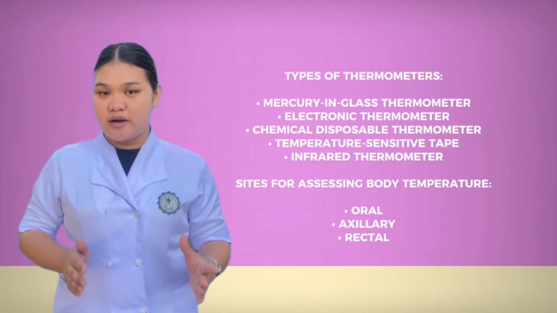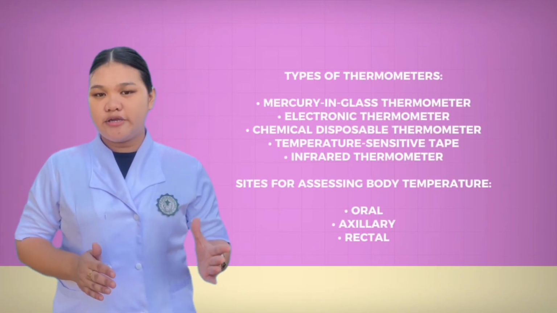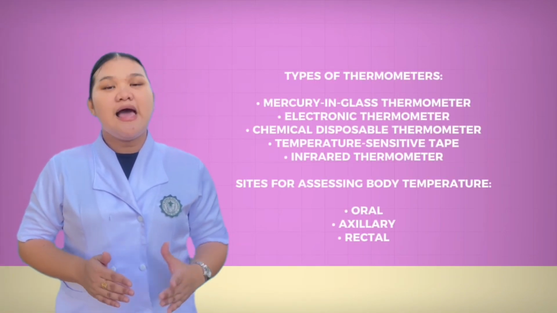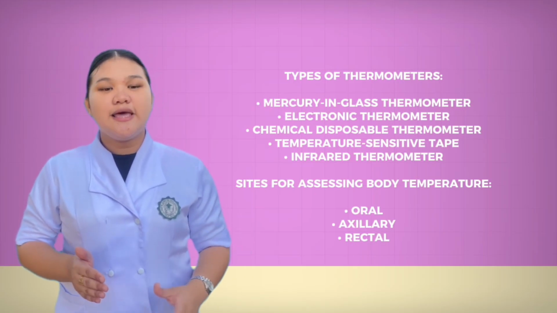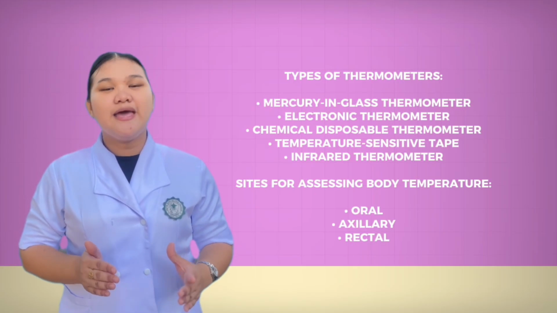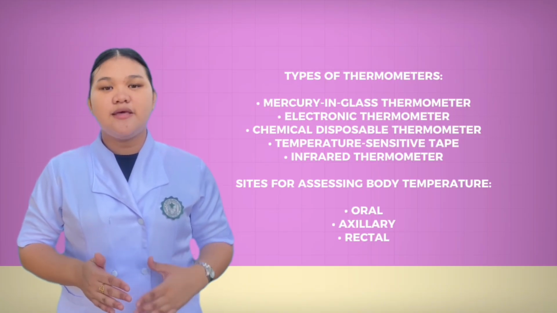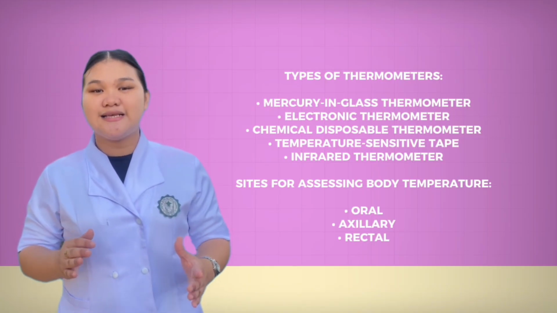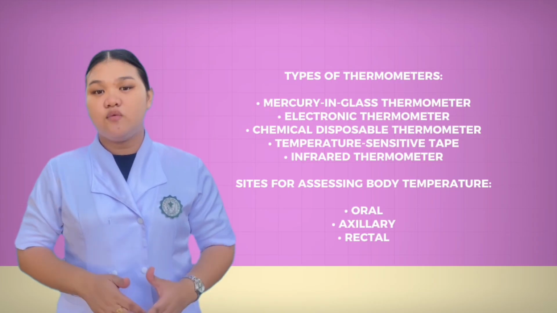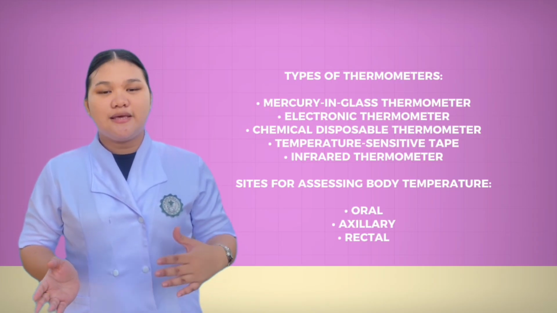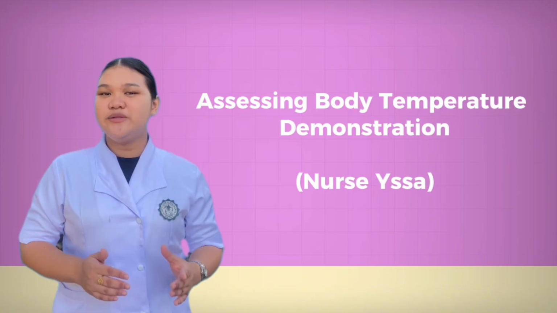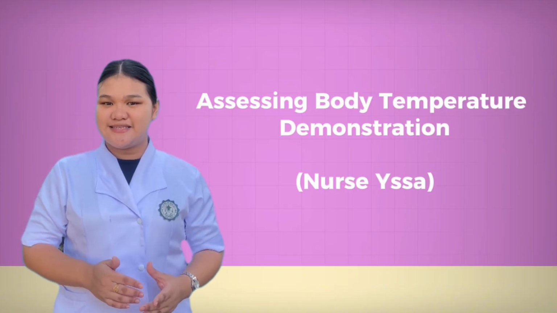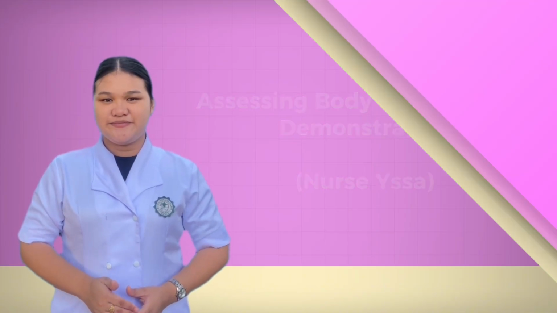The instrument used to measure the body temperature is called the thermometer. Types of thermometer are mercury in-glass thermometer, electronic thermometer, chemical disposable thermometer, temperature-sensitive tape, and infrared thermometer. And there are also three sites in assessing the body temperature, which are oral, axillary, and rectal. And now, Nurse Isa will perform the procedure on assessing the body temperature.